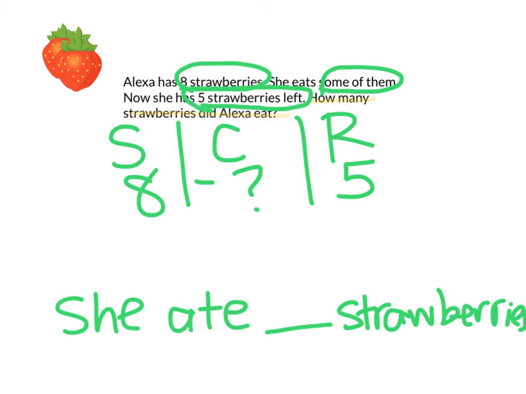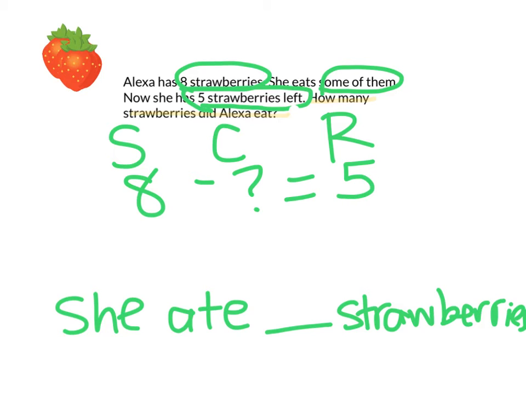So actually, let me erase a little bit these lines because I think that makes it a little harder to see. Let me erase all the lines. So we know that she started with 8. She ate some of them, but we don't know how many she ate right now. And she's left with 5. So we're trying to solve for 8 minus something equals 5.